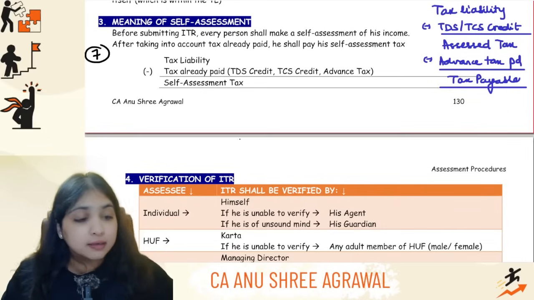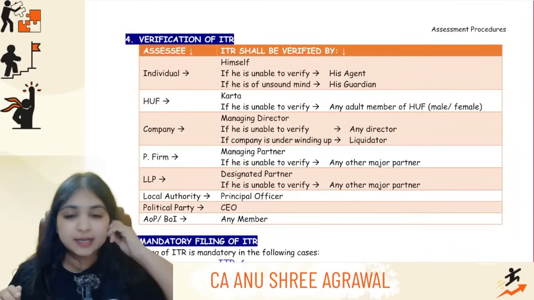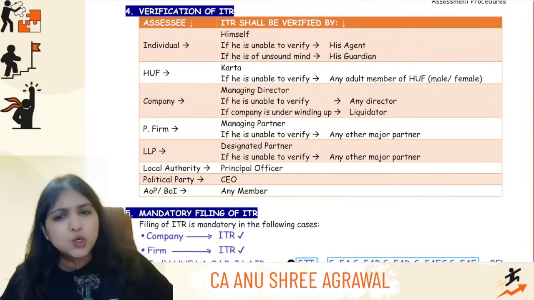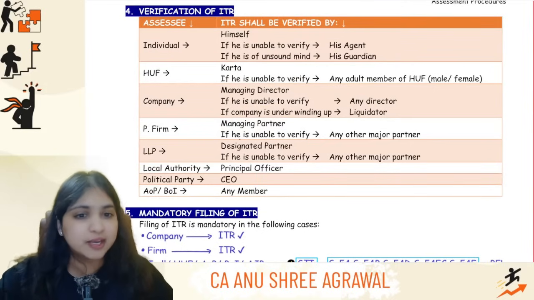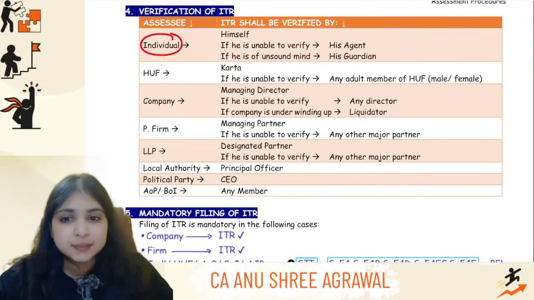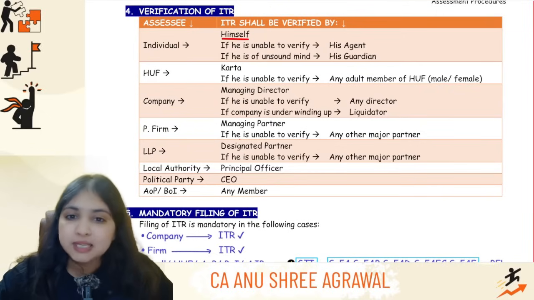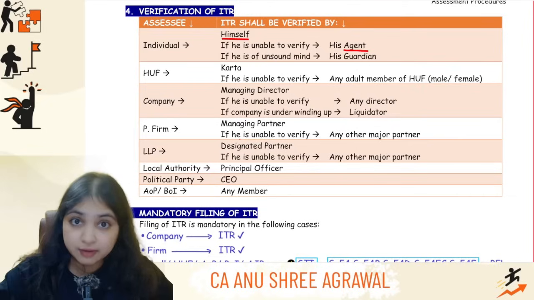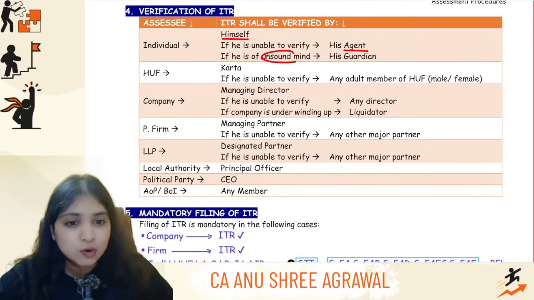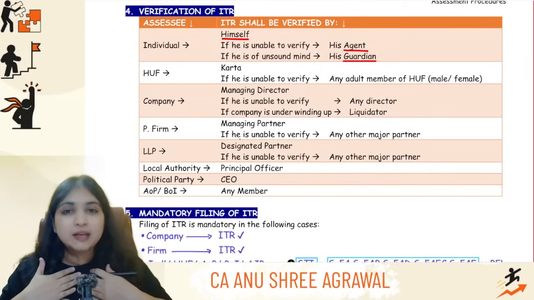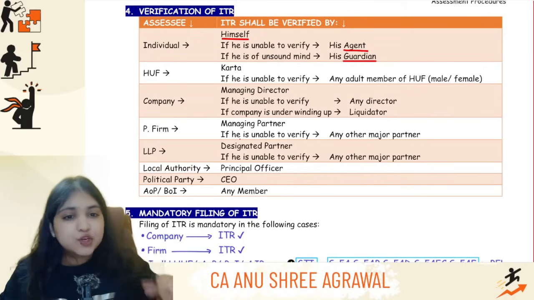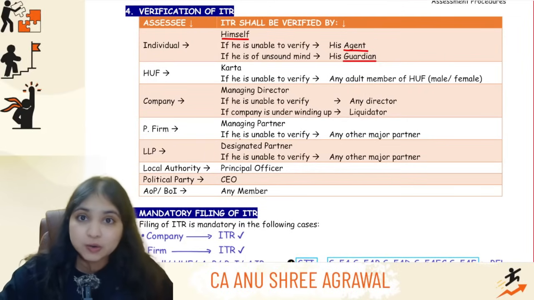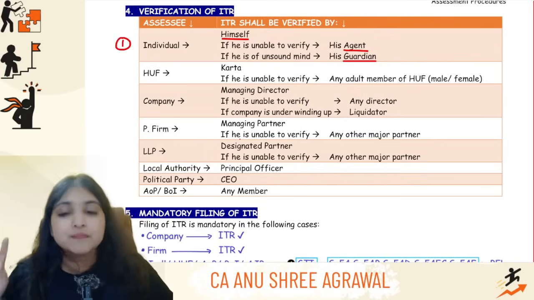Okay, then listen to the next point, verification of ITR. I have 6 to 7 points over here, extremely important. It's been a very long time since we have tested this in the examination, guys, so be careful. See, if the assessee happens to be an individual, the assessee himself will verify the ITR. If he is unable to verify the ITR, then his agent can verify. If he's of unsound mind, then his guardian will verify. So either I myself will verify, but if the individual is unable to verify, his agent will verify. If the individual has become of unsound mind, his guardian will verify. Point number 1. Then comes point number 2.